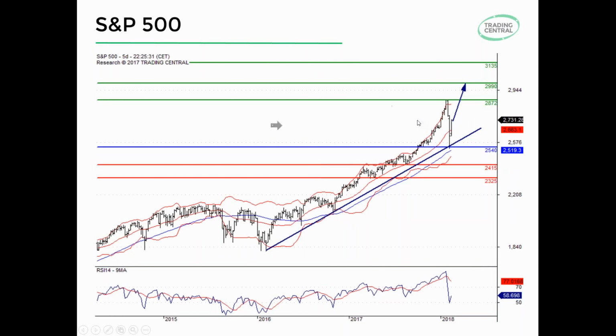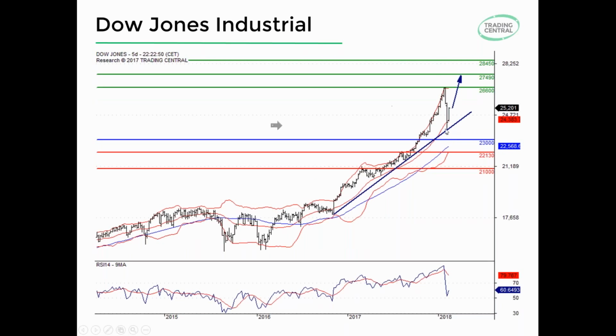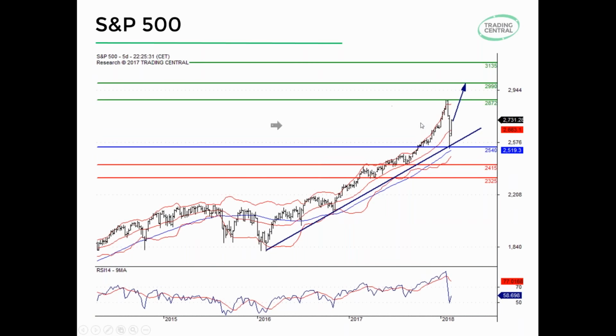Now, I showed you the Dow Jones Industrial. We are bullish on this one. And also the S&P 500, we are also bullish. You can see the rising trend line is still intact.